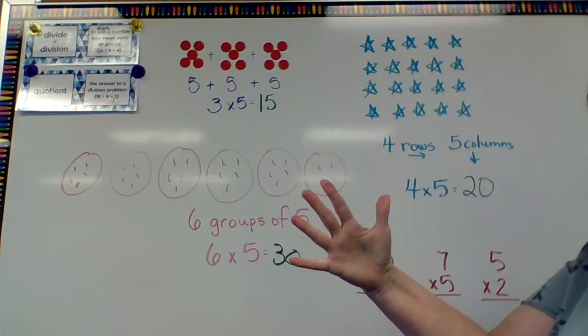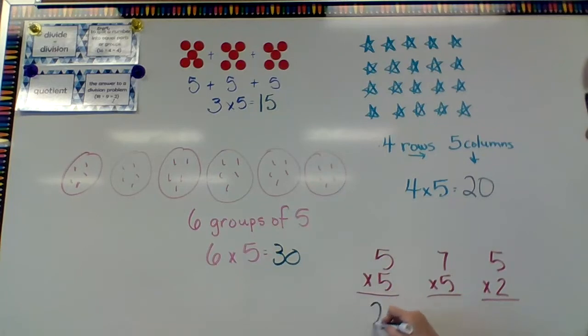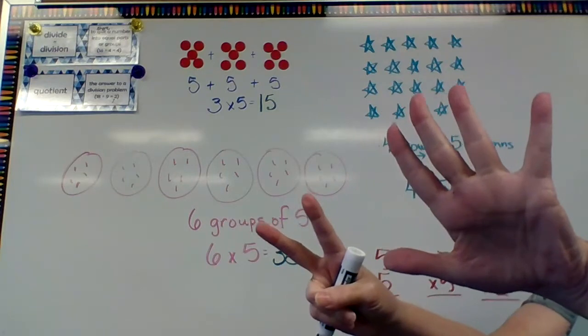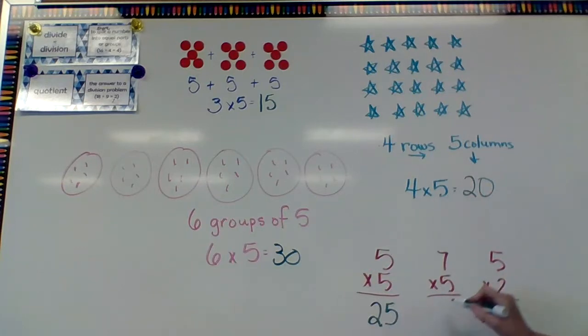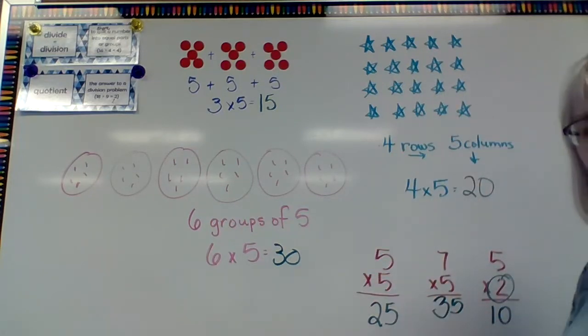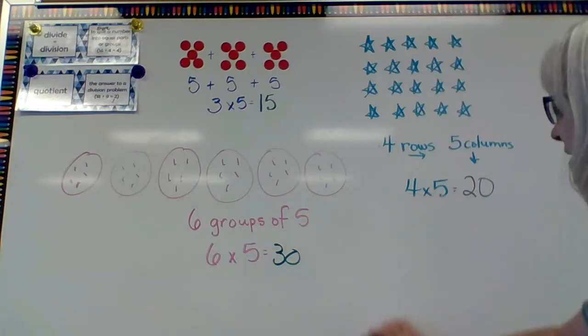All right, so if we are thinking about 5 facts, if we have 5 times 5, well, you hold up 5 fingers. That's our groups. Count by 5s. 5, 10, 15, 20, 25. 7 times 5. So that means we have 7 equal groups. Count by 5s. 5, 10, 15, 20, 25, 30, 35. Okay, 5 times 2 we learned last week. We learned if it's times 2, it's a double. So that would be 5 plus 5. So 5 times 2 is 10. All right, so these are some things to remember when we are practicing times 5, which you're going to be doing today.